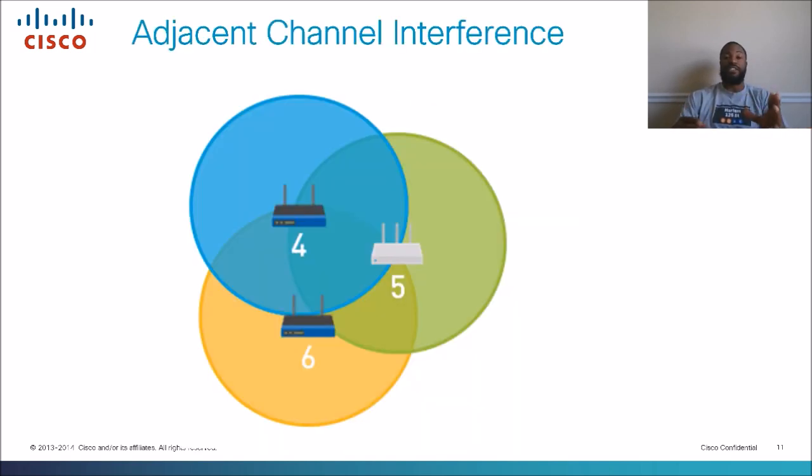So here's adjacent channel interference. We got 4 right here and 5 right here and 6 right here. They overlap each other. We can't do that. It'll be just like being on a radio station and you're between channels and they talking amongst each other. You can't hear exactly what's being said, right? So 4, 5, and 6, right?